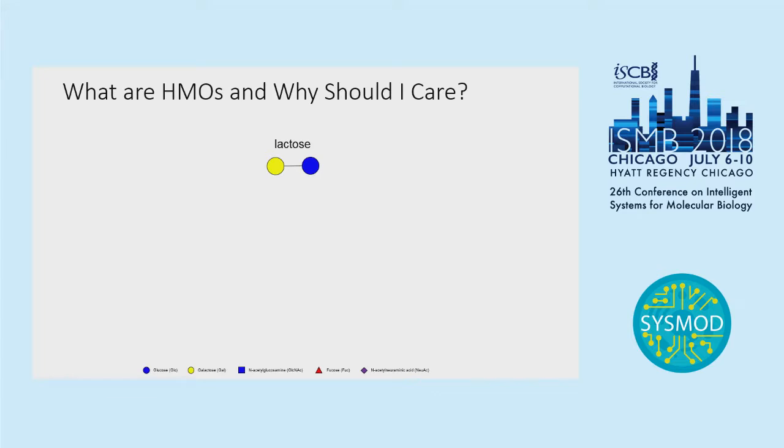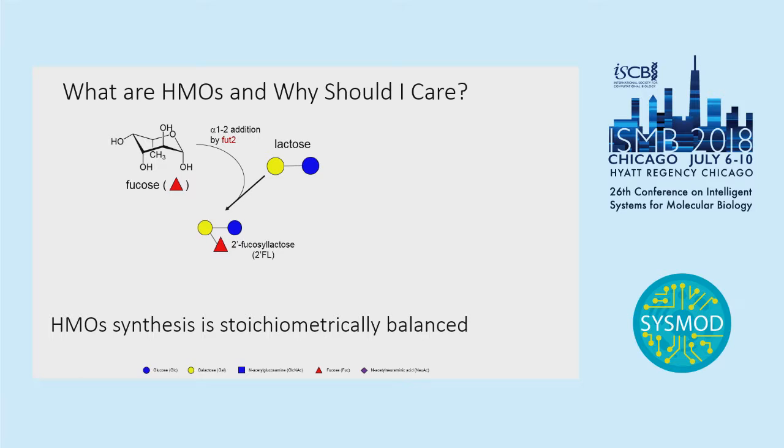So what exactly are HMOs? As I mentioned, they're lactose-derived molecules. Starting from lactose, you can take a small sugar, another sugar, add it on using a glycosyltransferase like FUT2, and create a slightly larger sugar. Now, this is a stoichiometrically balanced equation, and thus this system is amenable to metabolic modeling. Not only that, but this molecule, 2-fucosyllactose, or 2'FL, has been seen to prevent bacterial diarrhea. This is our first instance of the health protective properties.